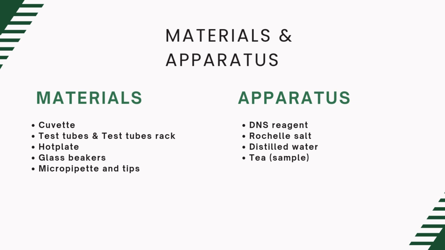Next is materials and apparatus. For materials, what we need is cuvette, test tube, and test tube rack, hot bath, glass beakers, micropipettes, and tips. For apparatus, what we need is DNS reagent, Rochelle salt, distilled water, and tea for sample.